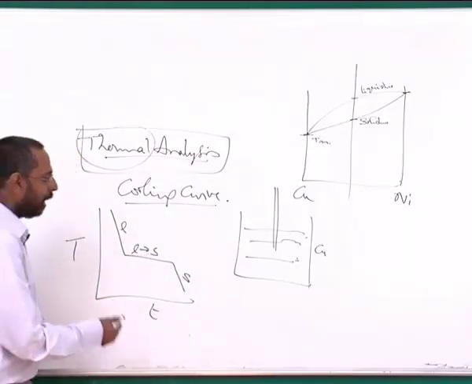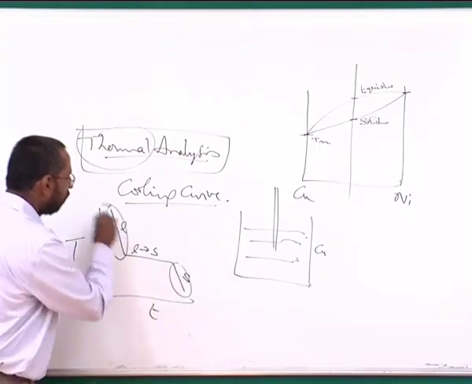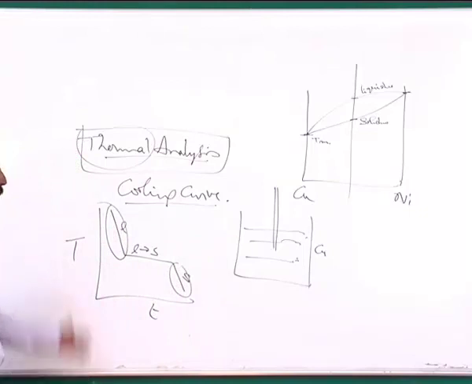Of course, one has to be careful to understand that these two lines are not really straight lines, because we know that any single phase cools by Newton's law of cooling. So the cooling rate is actually proportional to the temperature difference, so actually it is not a straight line. So that information lets us understand.